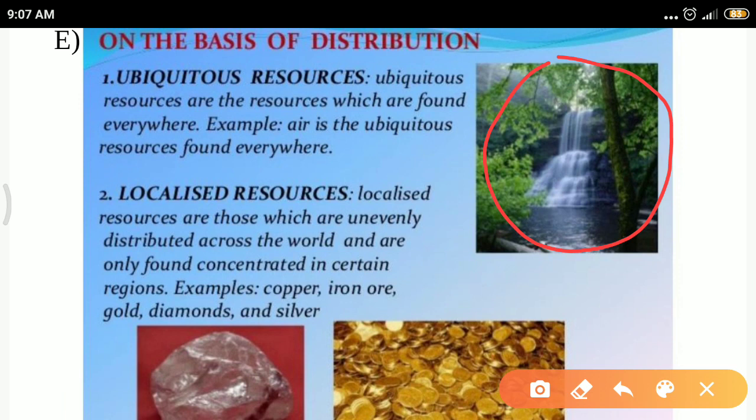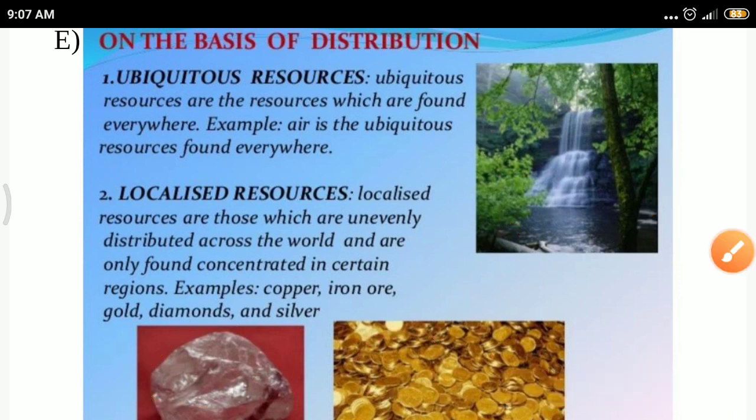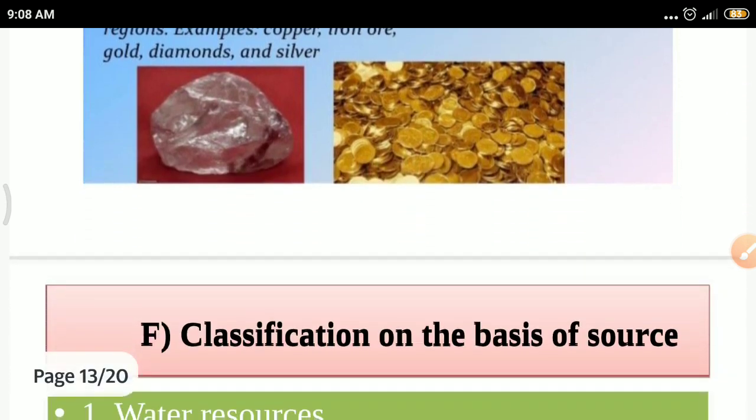But what about localized resources? These are the examples of gold, diamond. These are the resources which are present in a limited area. Those resources are called localized resources. This was the classification on the basis of distribution of the resources.